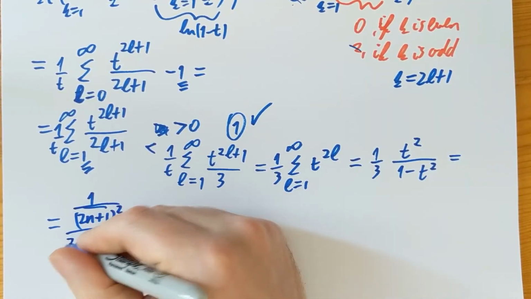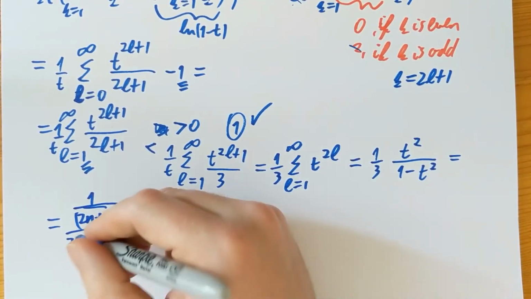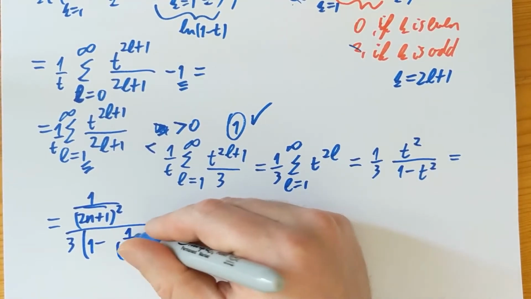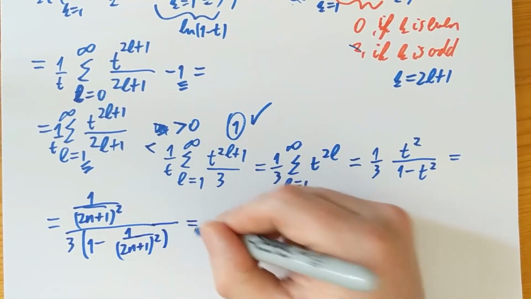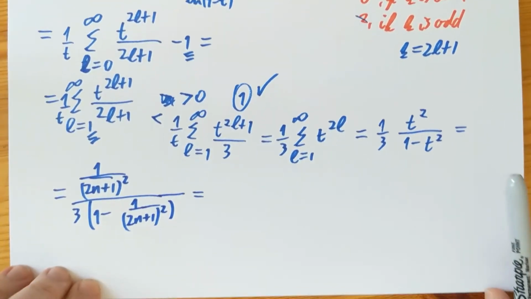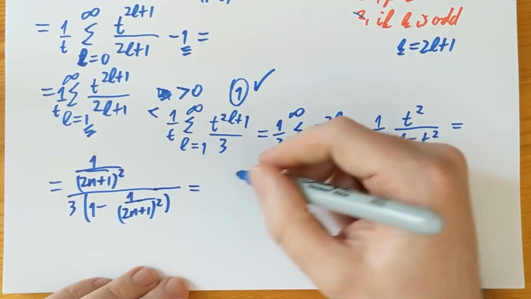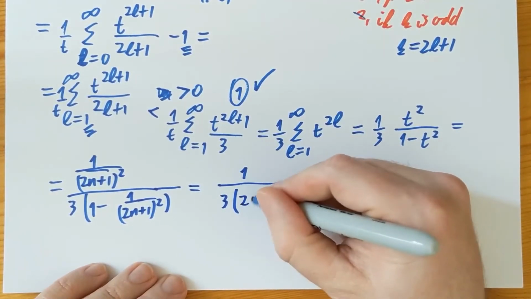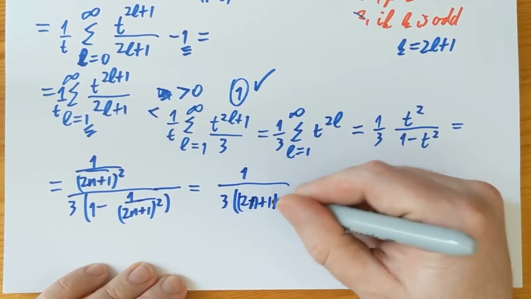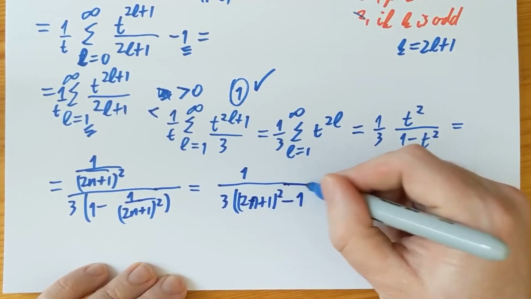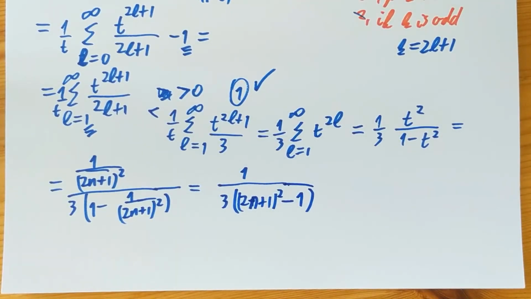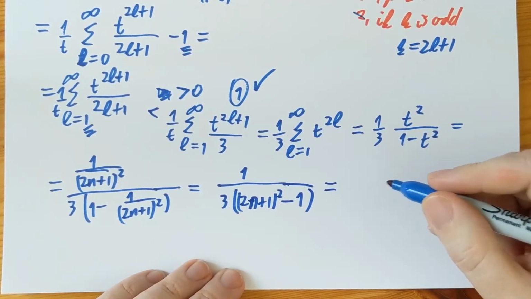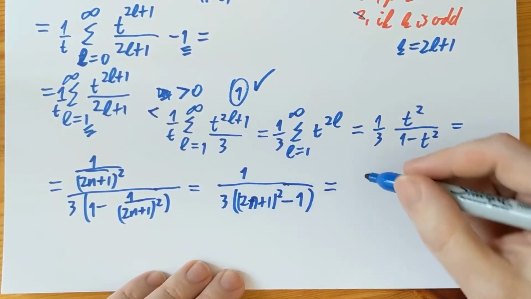I have a 3 here, and I have a 1 minus 1 over (2n plus 1) squared. So let's multiply both numerator and denominator by (2n plus 1) squared, and that gives me 1 over 3 times (2n plus 1) squared minus 1. Okay? Which I can further simplify a little bit by breaking up the square.